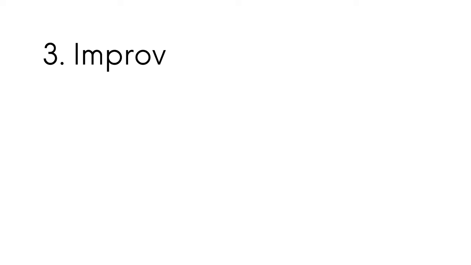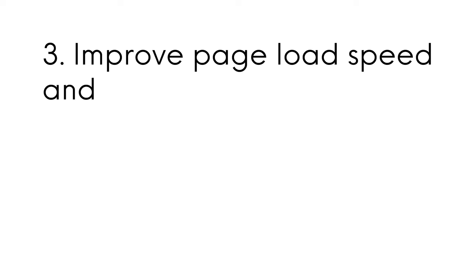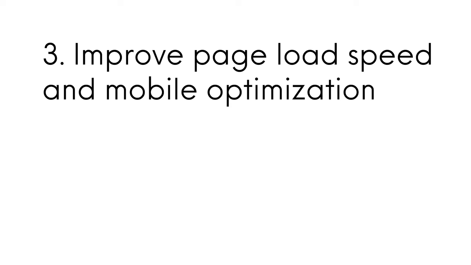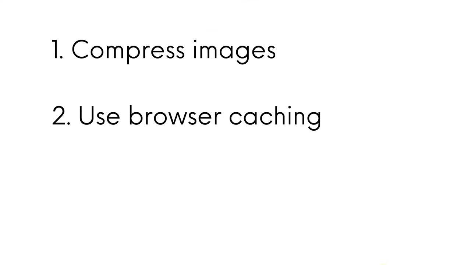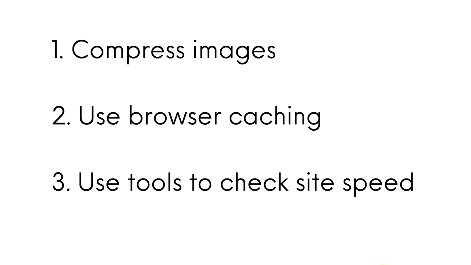This leads to our third topic, improving page load speed and mobile optimization. A mobile-friendly, fast website is crucial for keeping visitors happy and ranking higher in search engine results. People like fast websites, and since more than half of your website traffic will come from mobile users, optimizing your site for mobile is an important step for improved SEO. Let's talk about how you can achieve better page load speed. Compress images to reduce size and use browser caching to load pages faster for repeat visitors. And then use tools like Google Page Speed Insights to check your site speed and get specific recommendations.